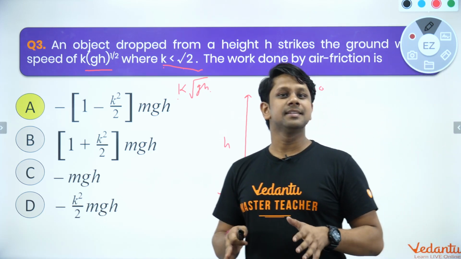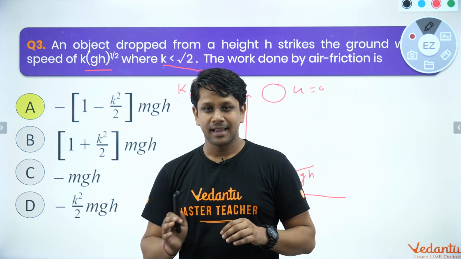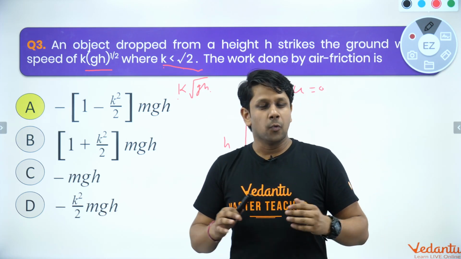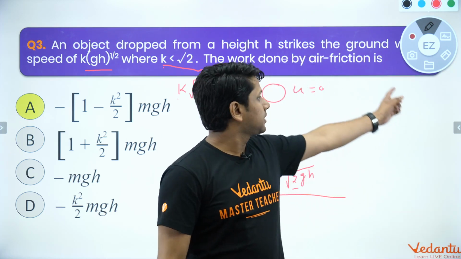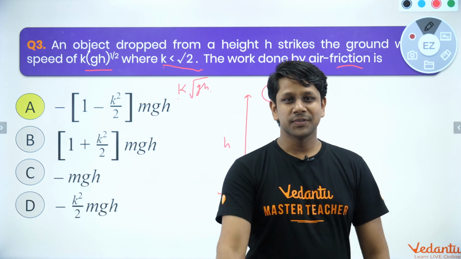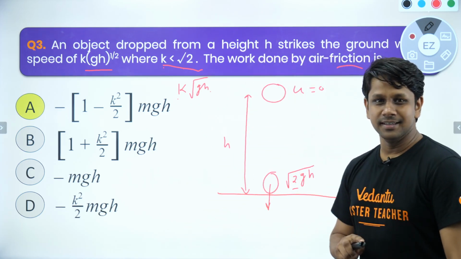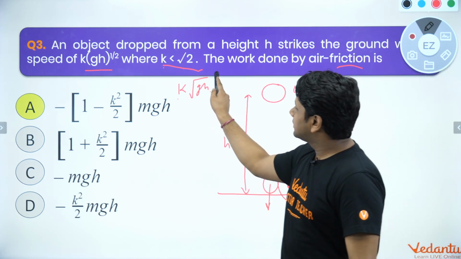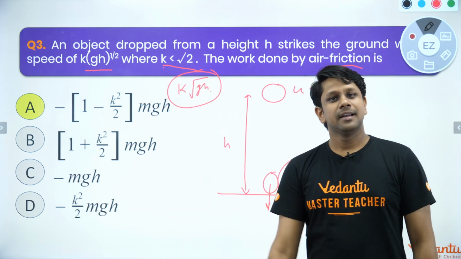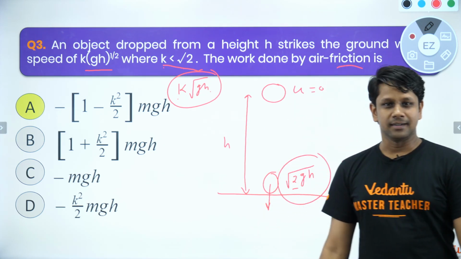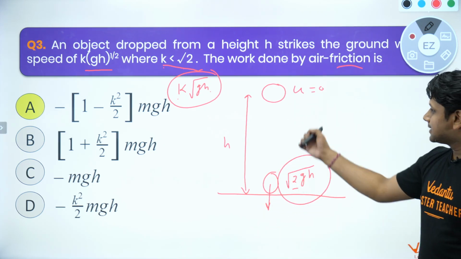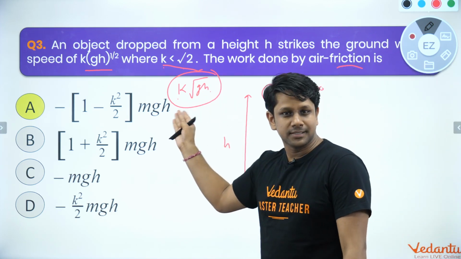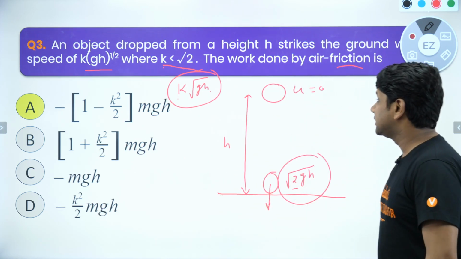If velocity is less, kinetic energy is less. And if kinetic energy is less, there is some loss of energy. What is that loss of energy? Work done by air friction. So if you want loss of that energy, you calculate this expected kinetic energy. You calculate this actual kinetic energy. Take the difference, get the answer. Are you getting this point, bachcho? It is expected to come at root 2gh, but it is actually coming at k root gh, less than root 2, है ना? So that is why this is how we have to do.